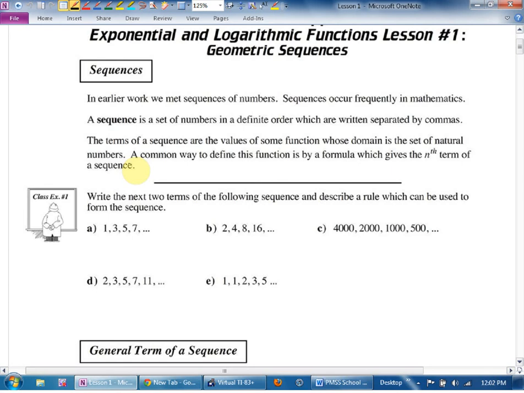So we're going to try and spot the pattern for the first four numbers, and I'm going to say, what's the 80th number, and please don't write the first 79. Come up with an equation. Okay? A common way to define this function is by a formula which gives the nth term, the generic term, of a sequence. So let's start out.